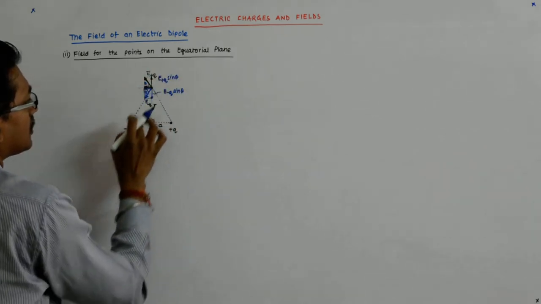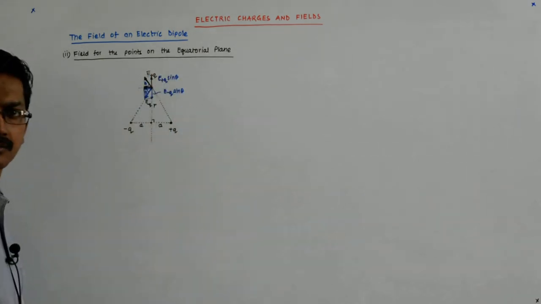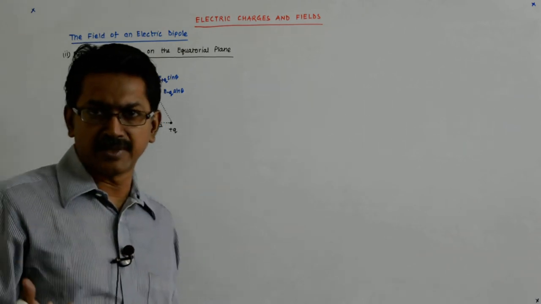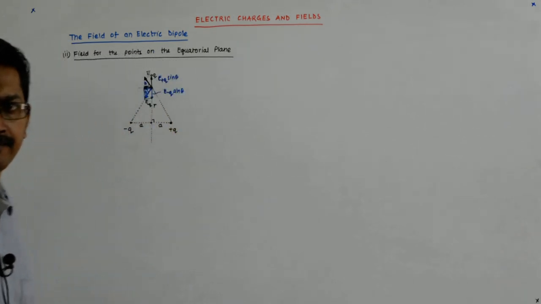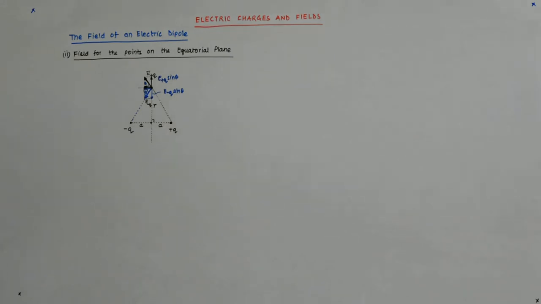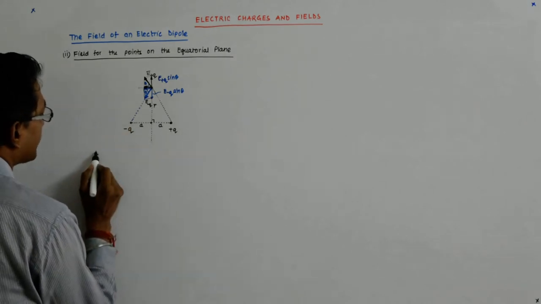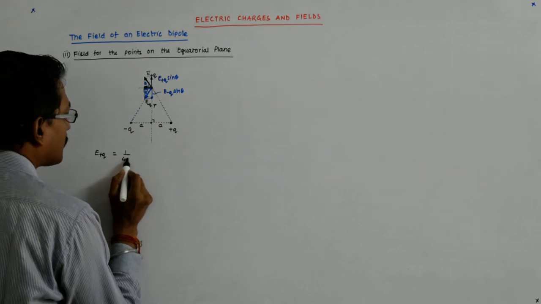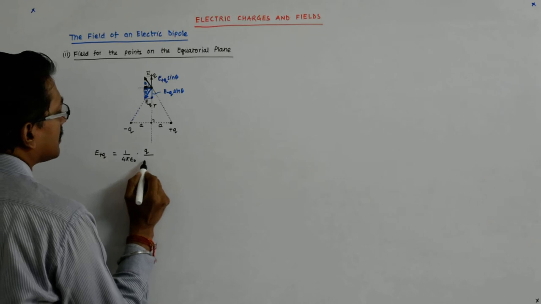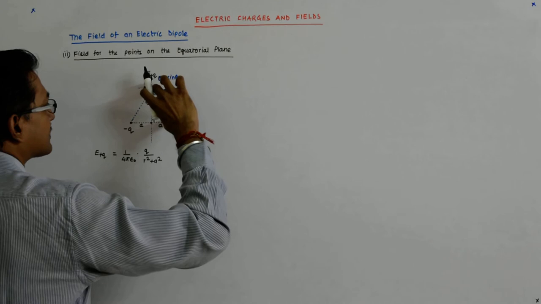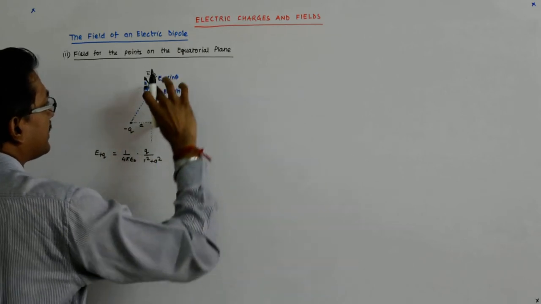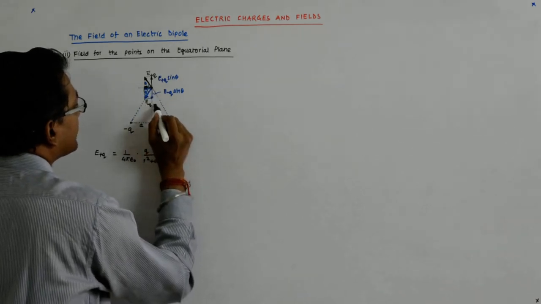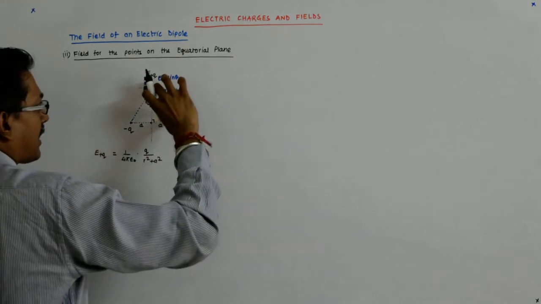Why? Because they have been split into two. The vertical ones vanish because they are equal and opposite in length, and the horizontal ones are equal and in the same direction, so they add, right? Now let us try to find out what E plus Q is. E plus Q, magnitude wise, I'm not putting a vector sign, is 1 upon 4 pi epsilon naught into Q upon r square plus a square. That's this distance. We need the square of this distance, and the square of this distance is r square plus a square. Why? Because in this right triangle, we have this as r and this as a. So r square plus a square is the square of this hypotenuse.